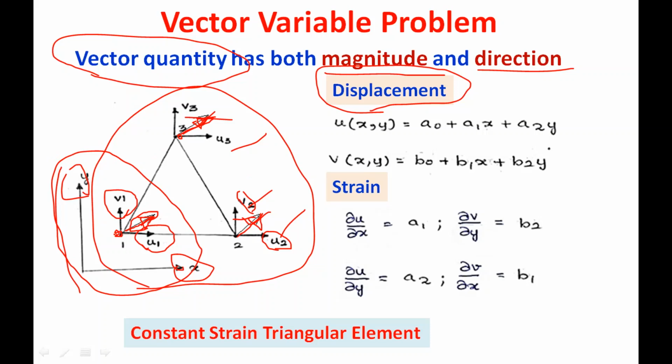Here for the vector variable problem, the same triangular element at each node will have 2 degrees of freedom, u1, v1. Each node has 2 degrees of freedom. So what is the total degree of freedom here? Total degree of freedom is 6. Now if you want to find the displacement of a point which is inside this element, let us say P of x, y.